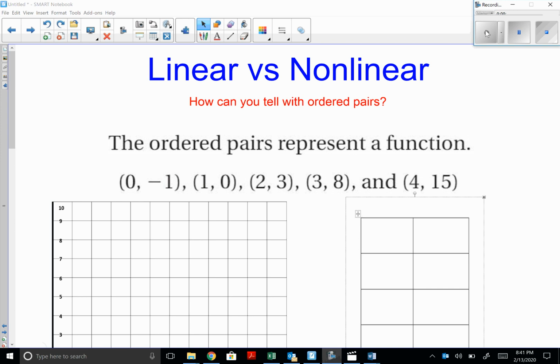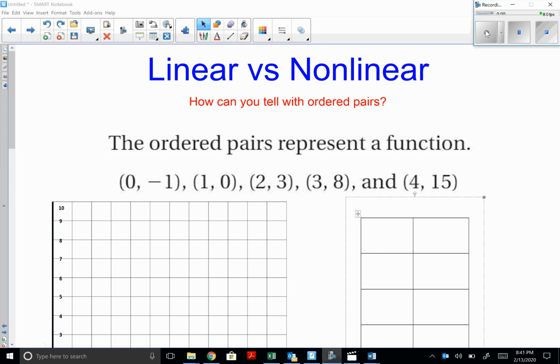What I want to show you how to do today is to determine whether or not something is linear or nonlinear based on just being given ordered pairs. So we're going to do one example together. We're given 5 ordered pairs, or points, and there are really 2 ways, probably more than 2, but the 2 ways I want to show you are number 1 with a graph and number 2 with a table.